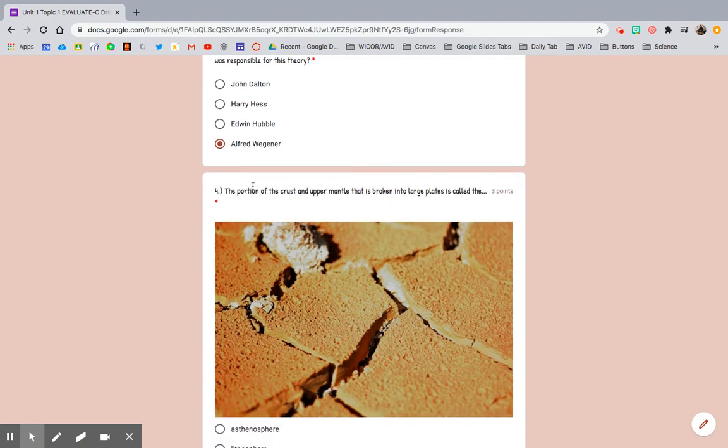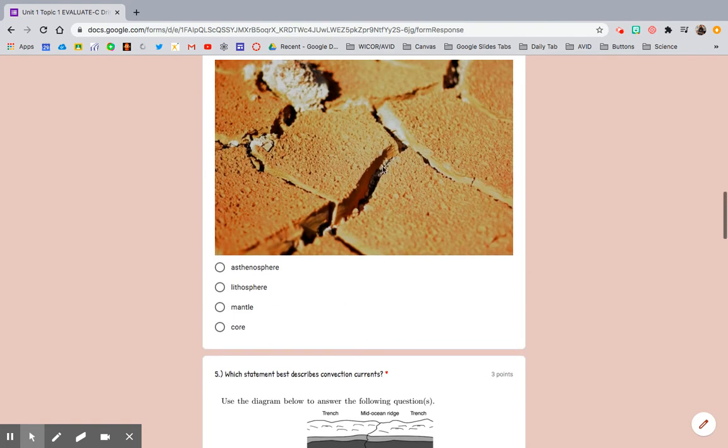Okay, number 4. The portion of the crust and upper mantle that is broken into large plates is called the what? And this is 3 points. They're talking about the crust and the upper mantle. And it kind of reminds me of this right here. So is that the asthenosphere, the lithosphere, the mantle, or the core?